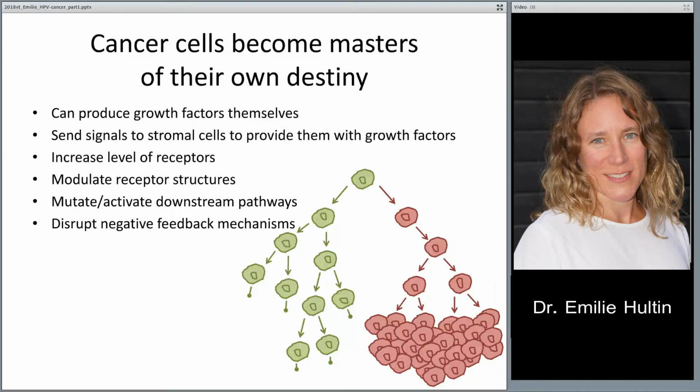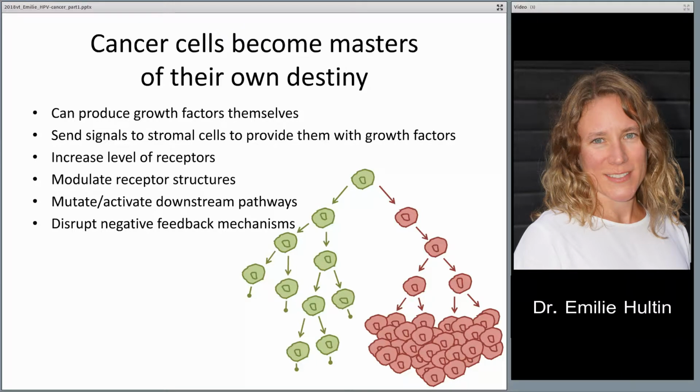So what happens is that the cancer cells, they become masters of their own destiny. So they can produce the growth factors themselves, so they are not dependent on other surrounding cells. They can send signals to stromal cells to provide them with different growth factors.